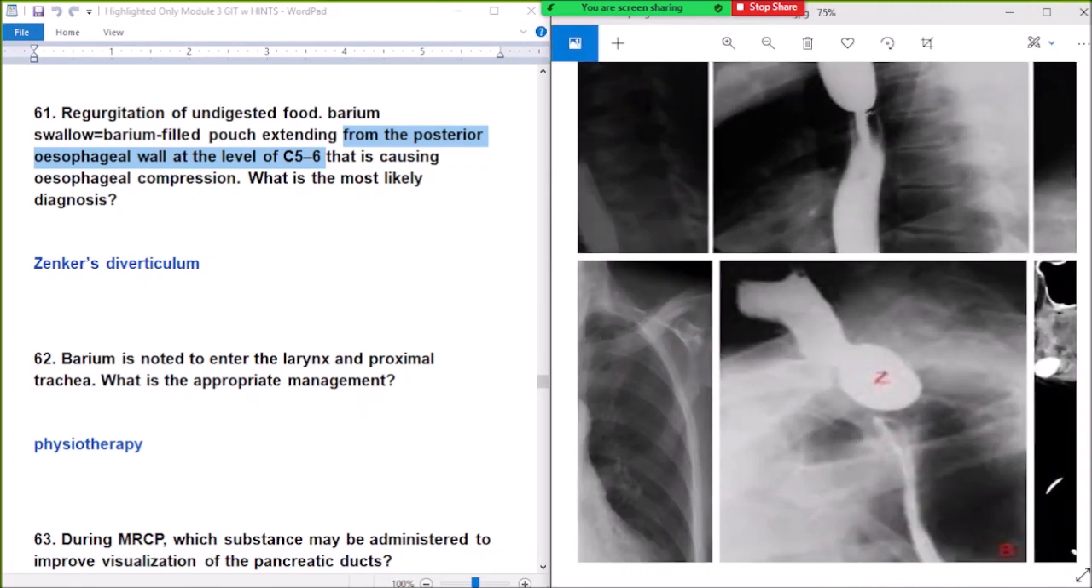Regurgitation of undigested food. Barium swallow with a barium-filled pouch extending from the posterior esophageal wall at the level of C5 to C6, causing esophageal compression. What is the most likely diagnosis? Zenker diverticulum.